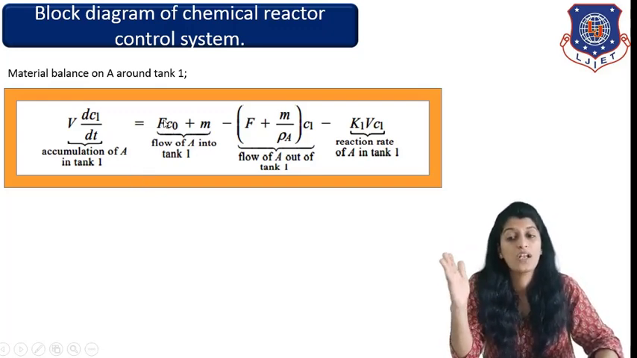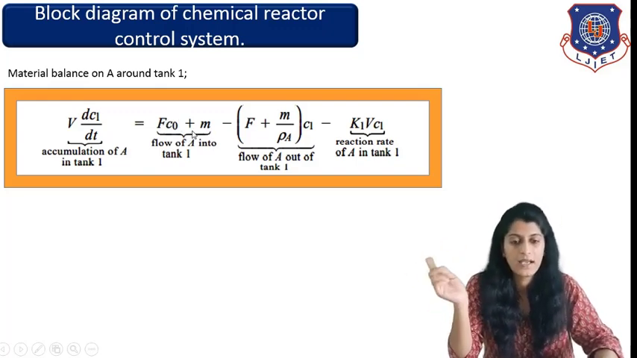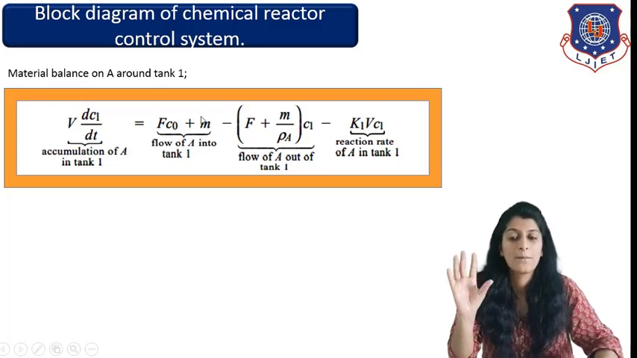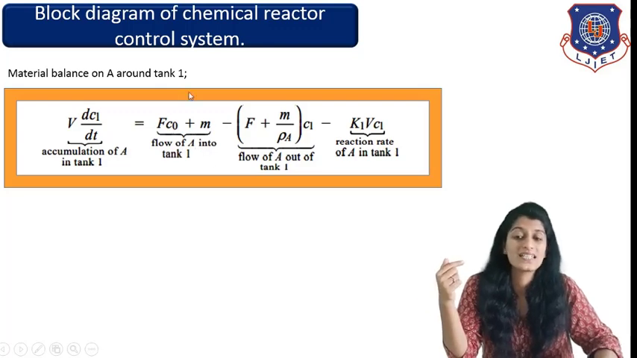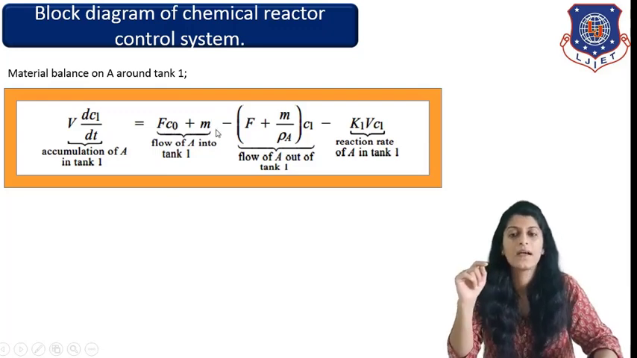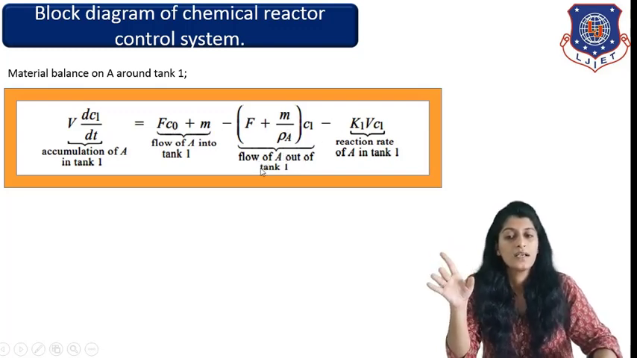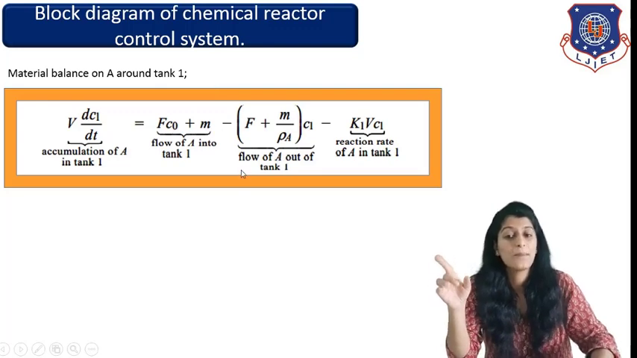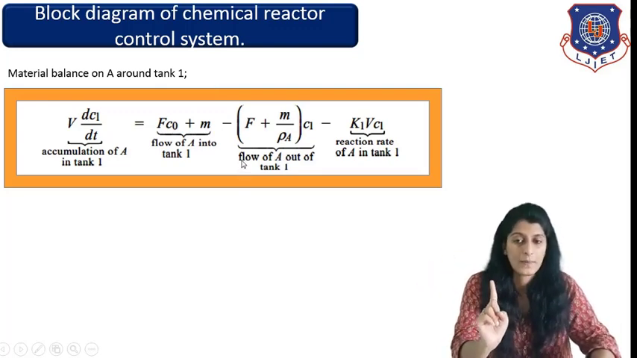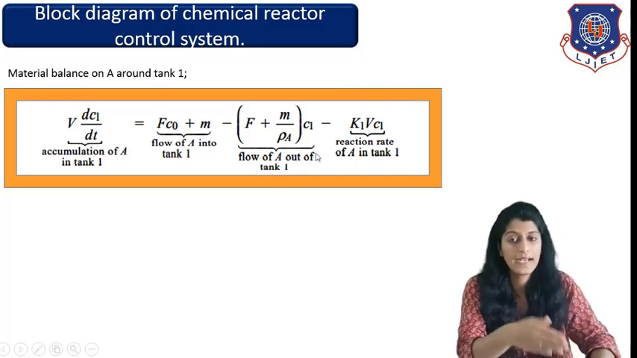So F is the flow rate into initial concentration of component A, plus M, which is the mass which we are sending. So the flow of A into the tank 1 is the amount which is going into tank 1 initially, right? Minus (F plus M upon rho A) into C1. This is the amount which is coming out of tank number 1. So the flow of A out of tank 1, correct?